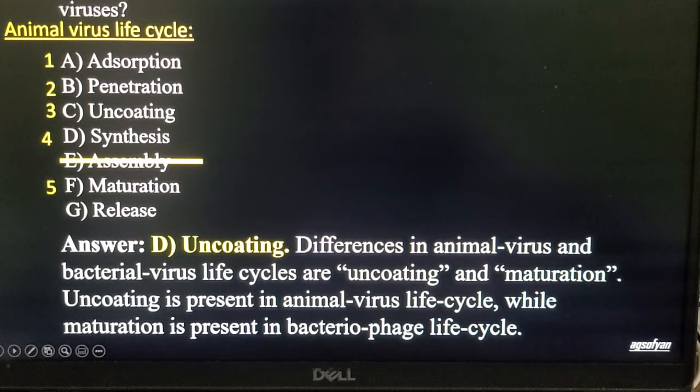I think that the line is in the wrong place over here. So again, this is in the wrong place. Assembly should be number 5. Maturation should be crossed because animal virus does not have maturation. And the last stage will be release. Again, take a note over here. Okay, I made a mistake over here, so I crossed the wrong choice. The one that should be crossed is maturation because maturation is only present in bacterial viruses. So stage number 5 should be assembly. Again, stage number 5 should be assembly.